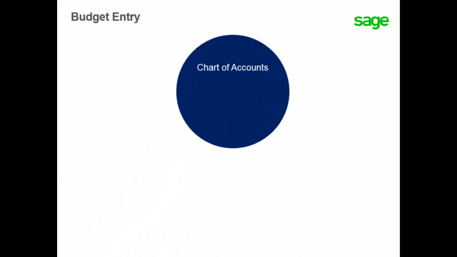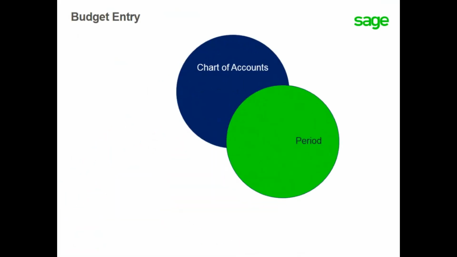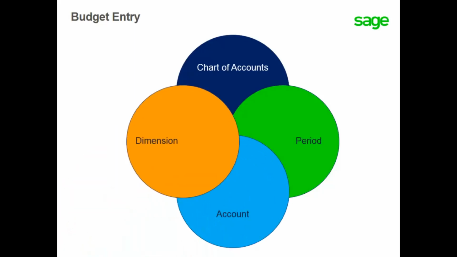In this lesson, you have learned that budgets are defined for a specific chart of accounts and for a selection of 1 to 3 dimension views. The budget entry window is used to enter the actual budget amounts by using one of the following categories. Period, entered for a specific account and dimension for a date range. Account, entered for a specific account for a dimension range. Or dimension, entered for a specific dimension for an account range.